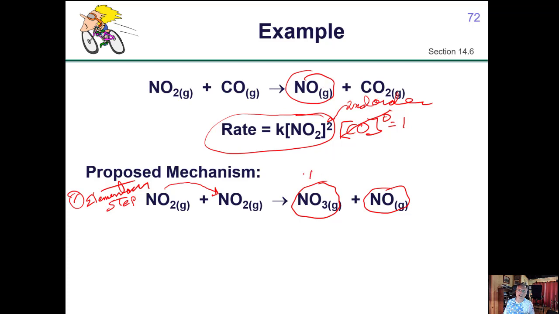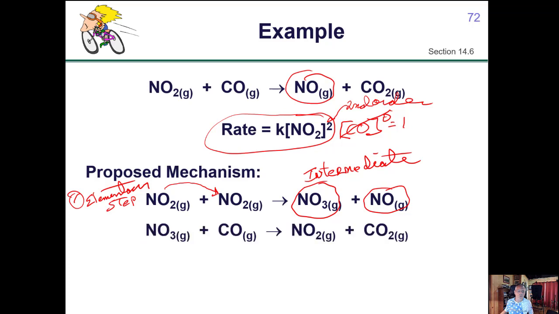So we're going to suggest that this is an intermediate in this reaction mechanism. Now, keep in mind, we are hypothesizing here. In a sense, we're making a guess about this proposed mechanism. All right, so if there's no nitrogen trioxide in the overall reaction, it doesn't appear and we can't see it, then it must be an intermediate, and intermediates are going to be consumed in subsequent steps.